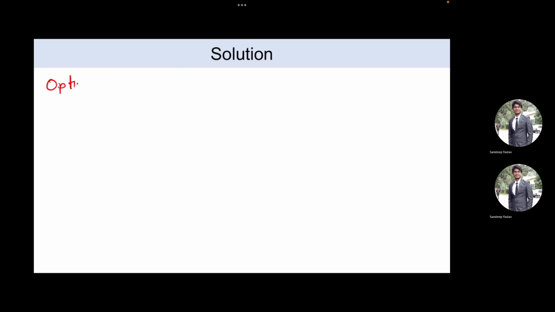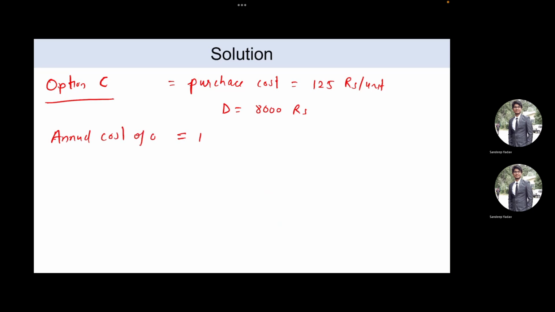If you see option C, that is direct buying. Here we just have to see the purchase cost, that is around 125 rupees per unit, and demand is 8,000 units. If you calculate this, the annual cost of option C will be purchase cost into demand. That becomes around 125 into 8,000, that is 10 lakh rupees.